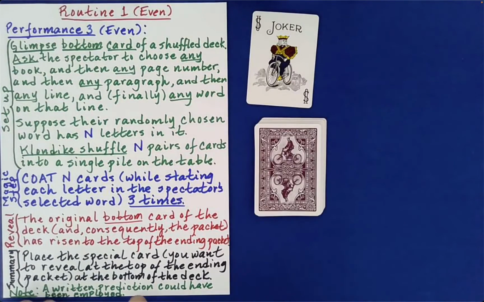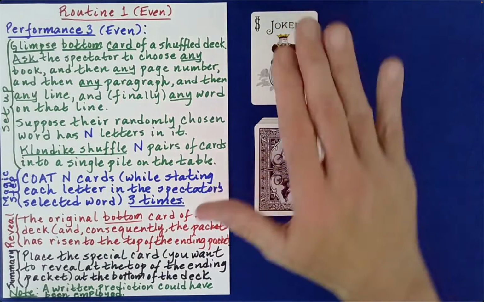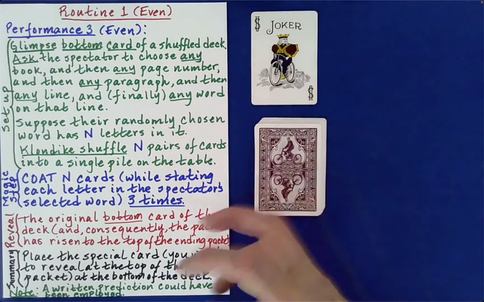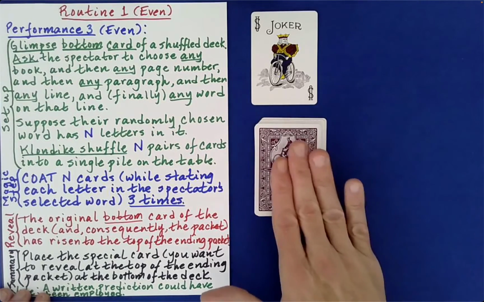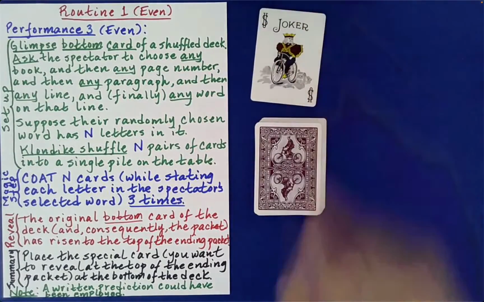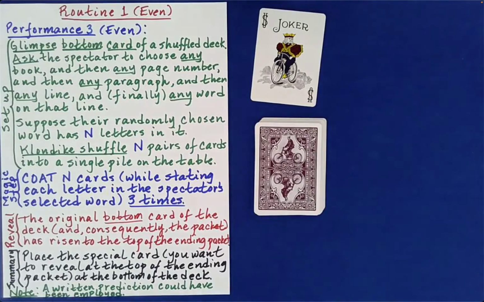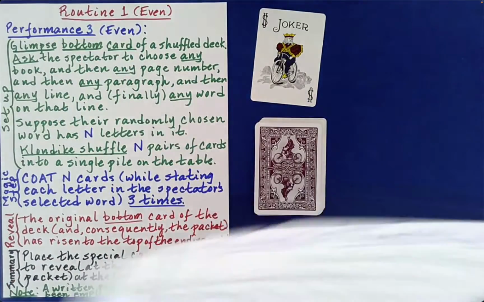And as noted down here, a written prediction could have been made either because you know what card you've put at the bottom and you've maintained it at the bottom throughout some kind of mixing initially, or you glimpse the bottom card of a truly randomized deck of cards, and at that point you could write a prediction as to what the final top card of this packet will be. Okay, so anyway, that's probably enough for routine 1 on our list over here.